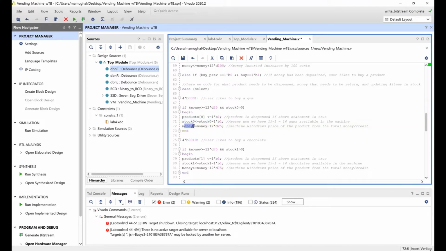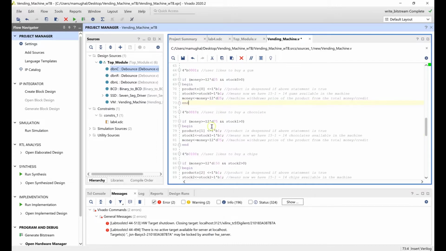And also it's supposed to display the money that needs to be withdrawn from the vending machine. So if a user inserted $1 and he wants to buy a gum, so $1 minus 25 cents, because gum is 25 cents, 75 cents will be displayed on the screen, and that is the money that needs to be withdrawn.